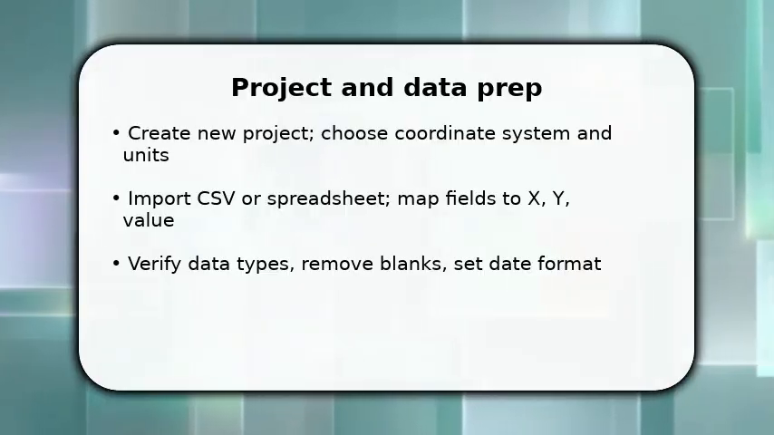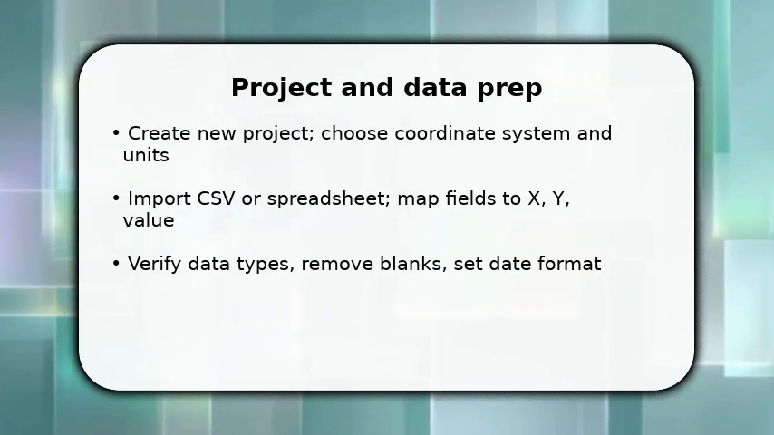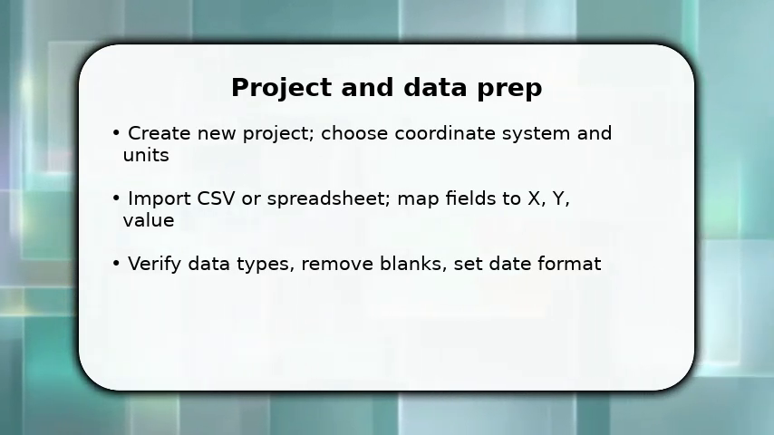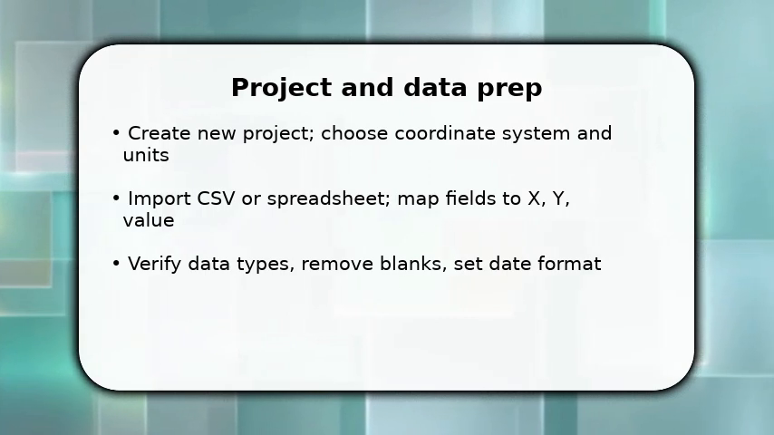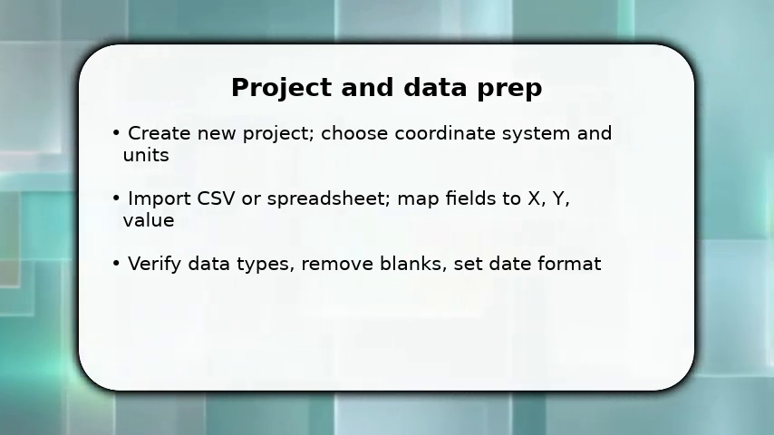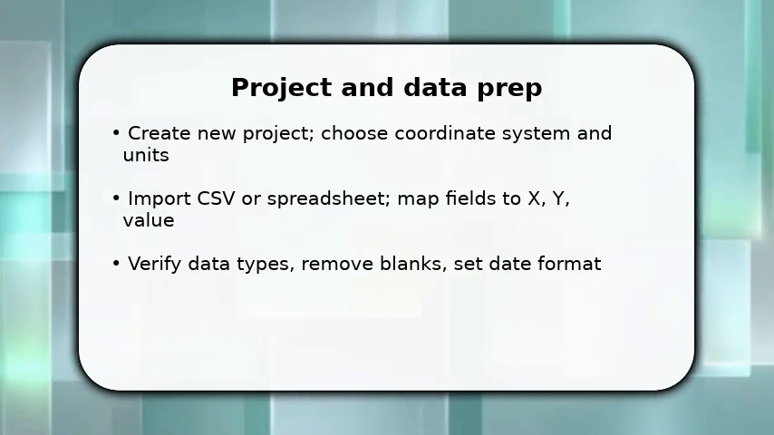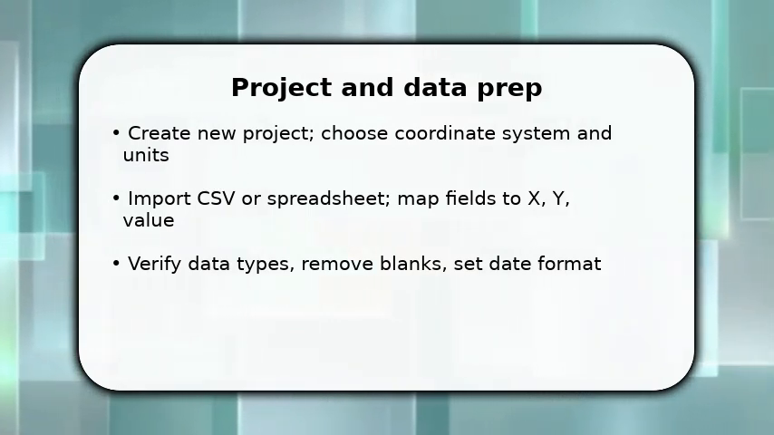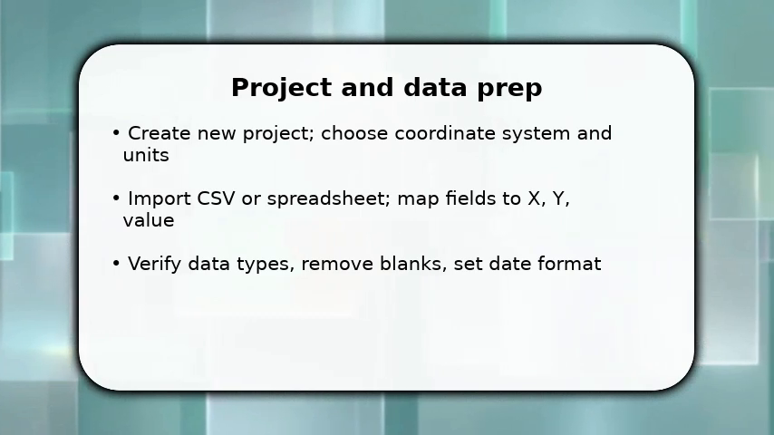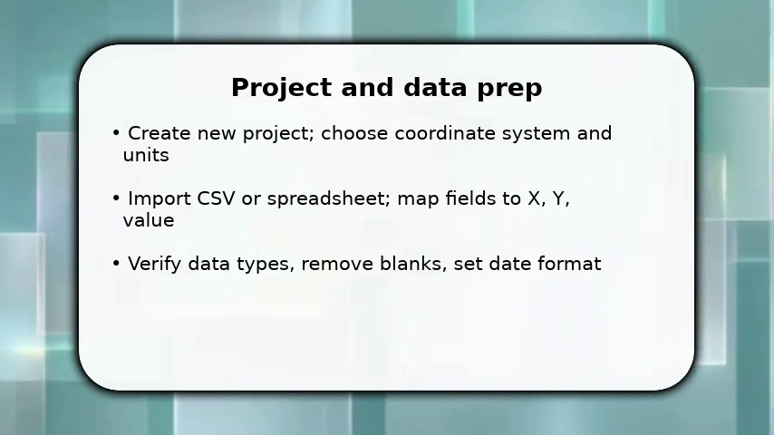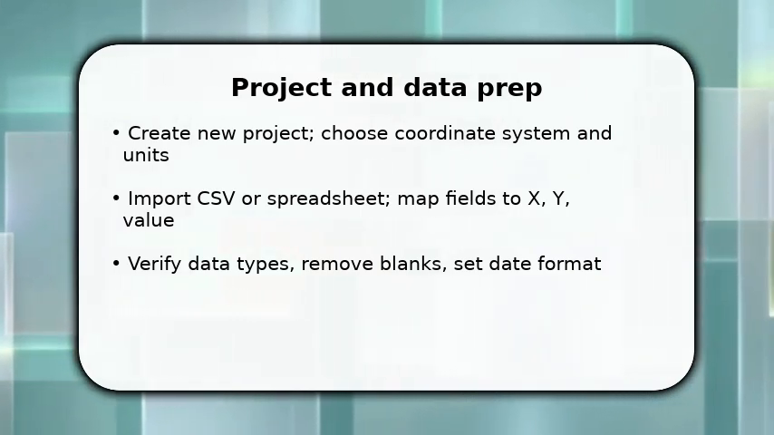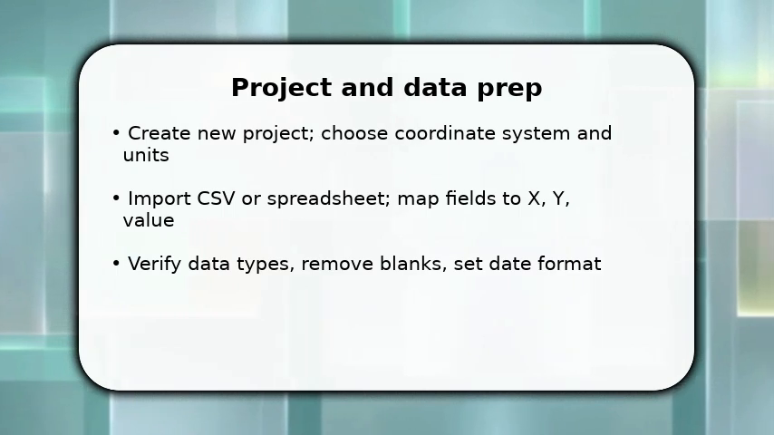You start by preparing the project and data. Open a new file, set the coordinate system and units so visuals match your expectations. Then import your CSV or spreadsheet and map columns to X, Y, and the value you'll graph. Once done, make sure to verify data types, remove blank rows, and set the date format when applicable. This prevents errors downstream and keeps axes accurate.